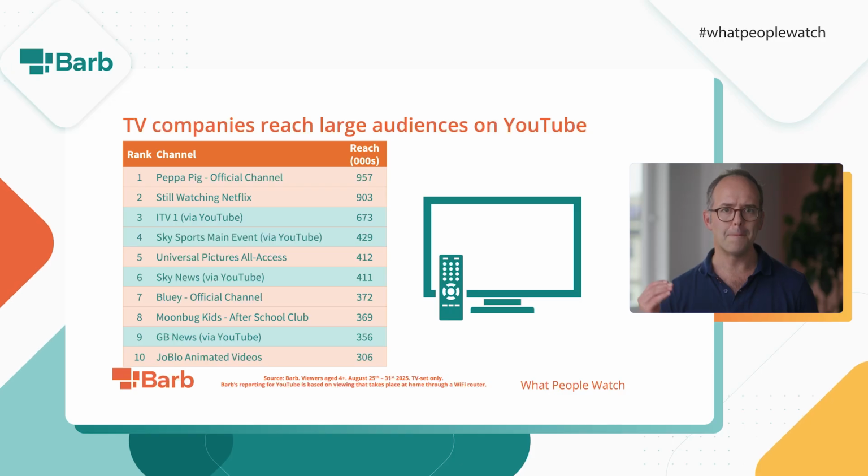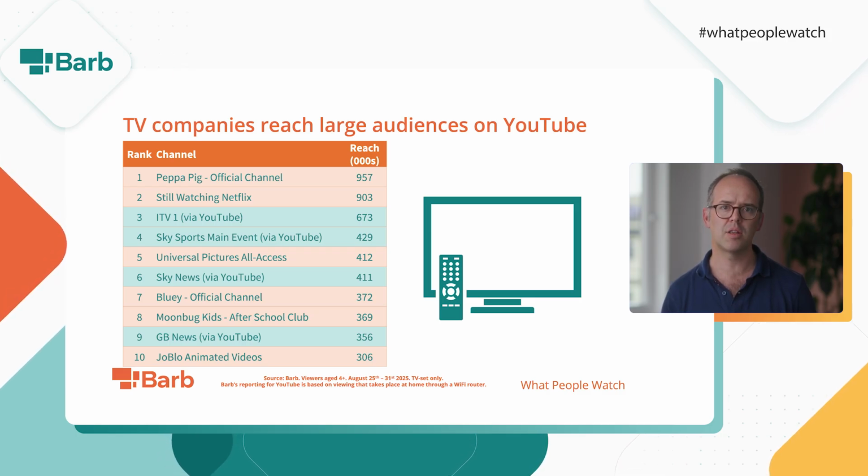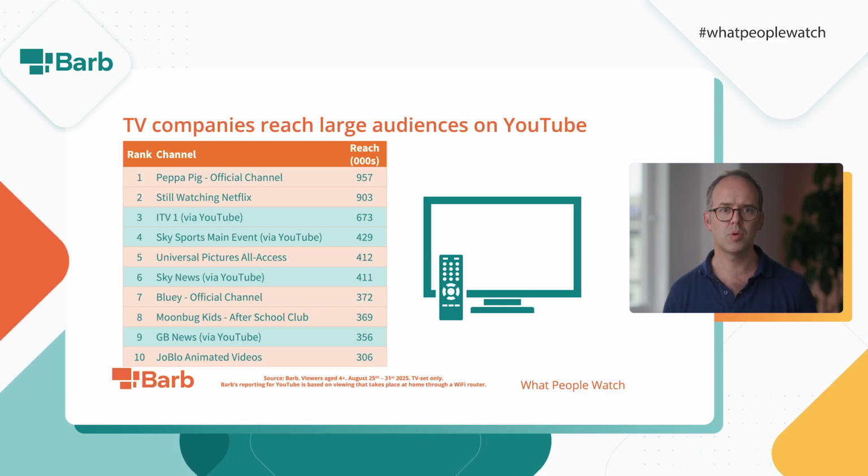For my final slide, I want to place the top YouTube channels in context with viewing to TV company channels on YouTube. Much has been written about ITV's decision to make content available via YouTube, and while still a small part of the channel's overall reach, we see that viewing to ITV1 content on YouTube would have ranked it 3rd amongst our top 200 channels in the last week of August. Similarly, content from Sky Sports and the ability to watch Sky News and GB News live via YouTube sees them rank in the top 10.